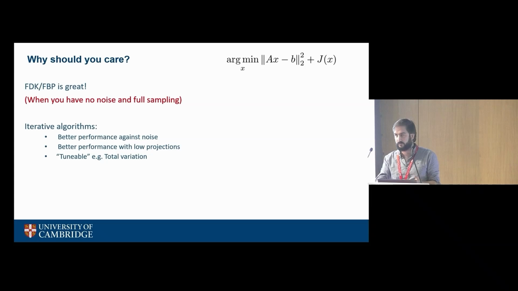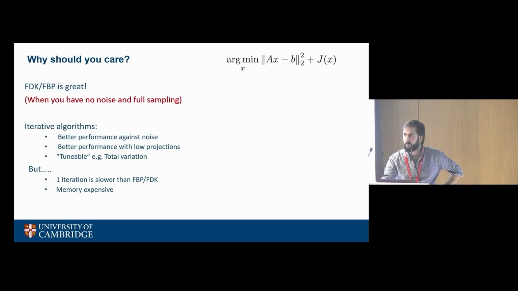But actually, iterative algorithms just don't care that much. I mean, they do, but they have way better performance here, right? They perform way better when there is more noise, or when your geometry is a bit weird because you cannot sample the entire circle, and so on, and then you can add this information to the algorithms. So they're better, but obviously one iteration is way slower, because one iteration requires more computation than the entire analytical reconstruction that you generally use, and they're very memory expensive. So, it's not all great.